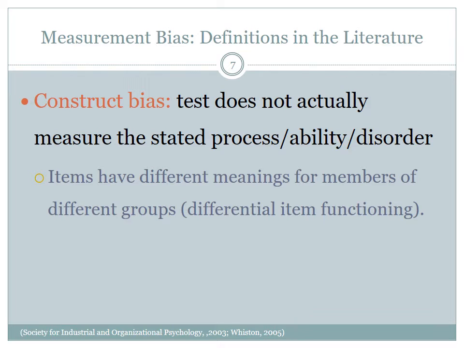So looking at construct bias, again, I want to reiterate that content bias and construct bias can indeed overlap. Construct bias specifically refers to the degree to which a test does not measure the stated process, ability, or disorder. So this would be an example where items have different meanings for different people based on, for example, racial or ethnic identity, gender orientation, age, or some other factor that's irrelevant to what it is you're trying to assess.